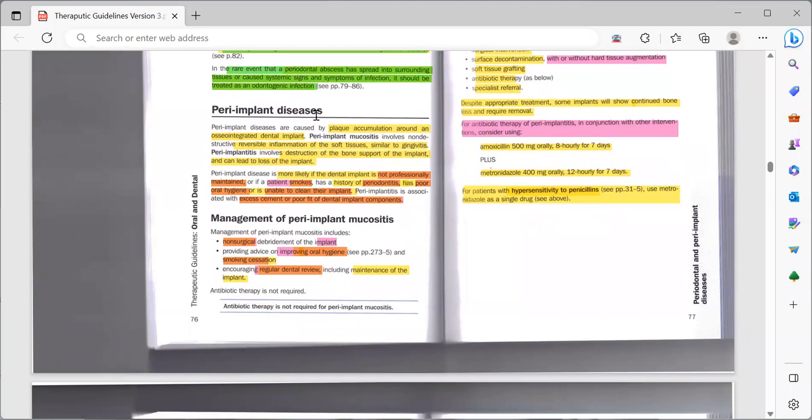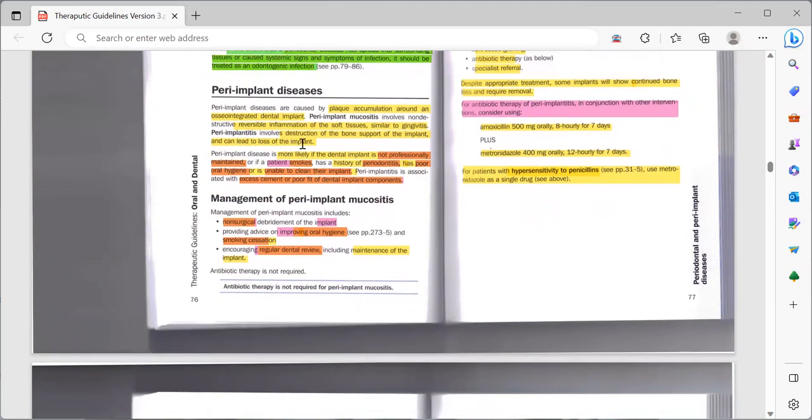And the peri-implant diseases are divided into two parts, which is the peri-implant mucositis, which is similar to gingivitis, and the peri-implantitis is similar to periodontitis. So in peri-implant mucositis, it would involve non-destructive reversible inflammation of the soft tissue, same as gingivitis, right?